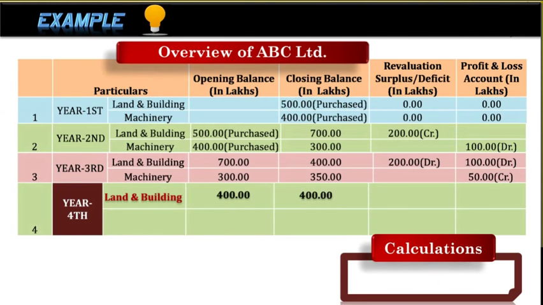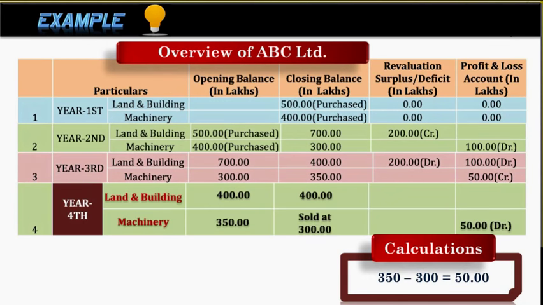and building. However, there is a loss on sale of machinery. The machine which is valued at rupees 350 lakhs is sold for rupees 300 lakhs. The deficit of rupees 350 minus 300 lakhs, that is rupees 50 lakhs, is to be debited to P&L account.